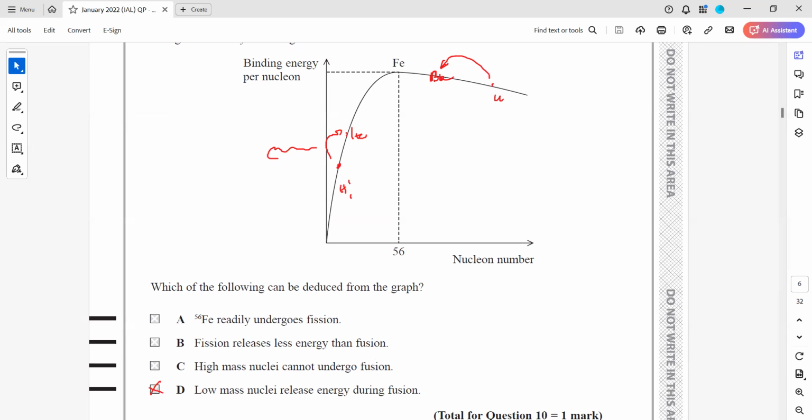So for C, high mass nuclei can undergo fusion, but we have to supply energy. It will be endothermic rather than exothermic.